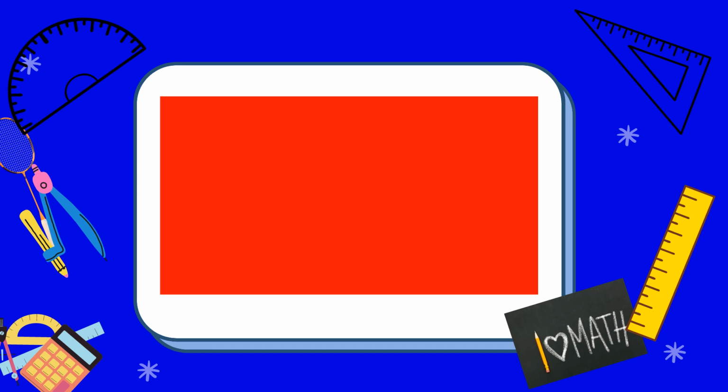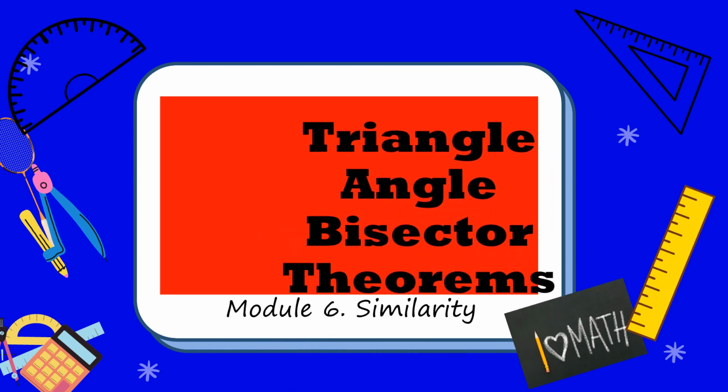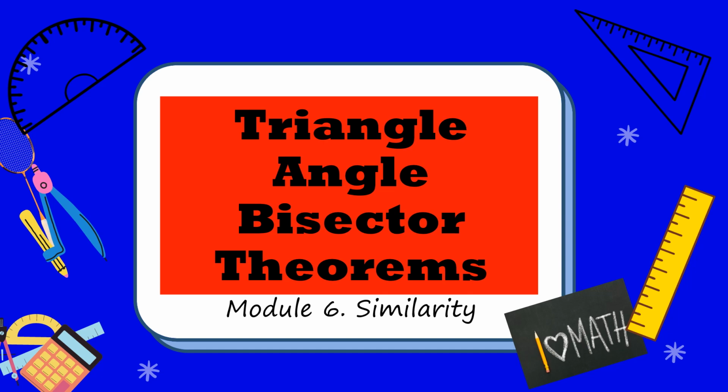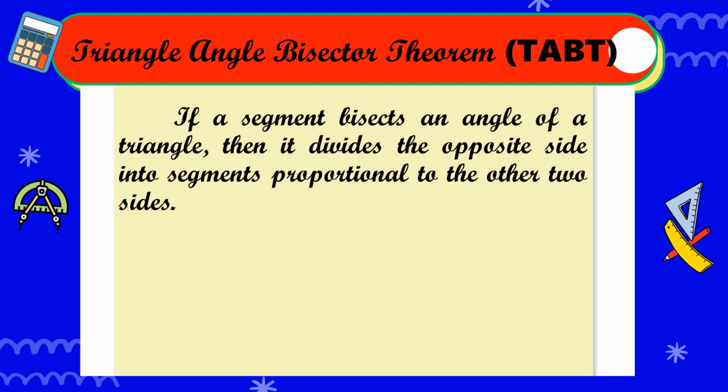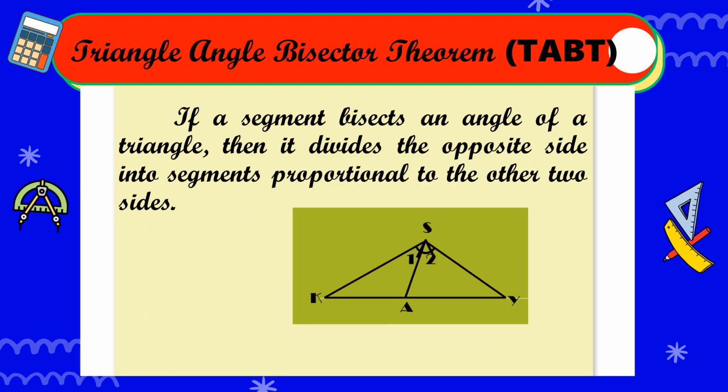Another theorem on triangles is the so-called triangle angle bisector theorem, or the TABT. The triangle angle bisector theorem states that if a segment bisects an angle of a triangle, then it divides the opposite side into segments proportional to the other two sides. What is the illustration of this theorem?